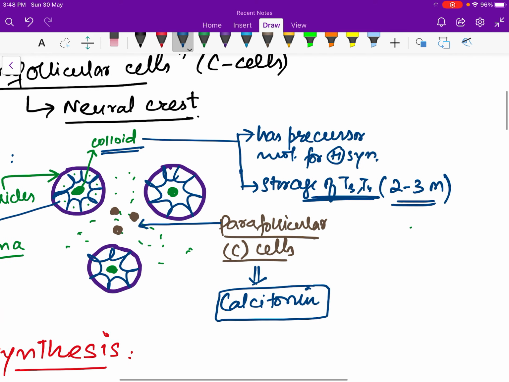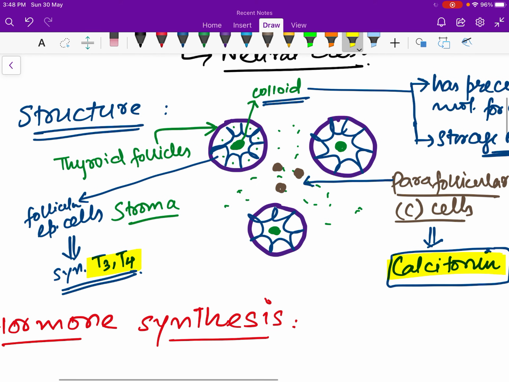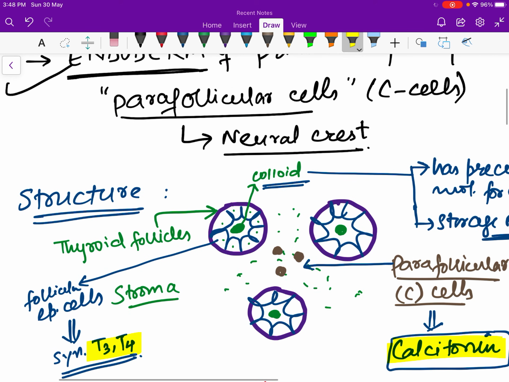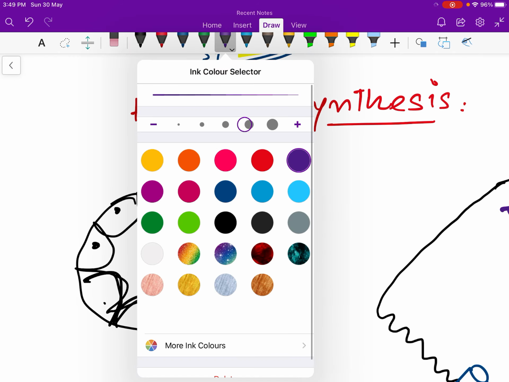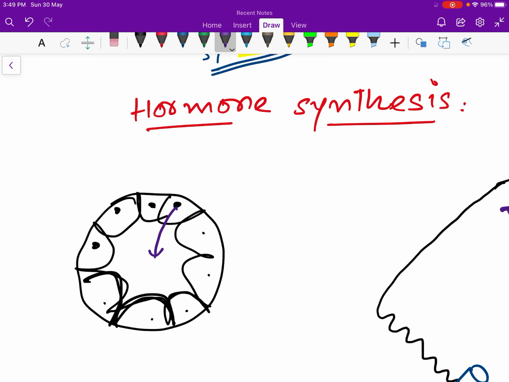So this gives us a general idea about the different hormones produced by the thyroid gland. There are mainly three hormones: T3, T4 and calcitonin, and here we will discuss T3 and T4, which are produced in the thyroid follicles by follicular epithelial cells. Now let's magnify this follicle and see how this synthesis takes place. Let us say this is a thyroid follicle. The synthesis of thyroid hormones takes place in these follicular epithelial cells, and the hormones remain stored in the colloid.